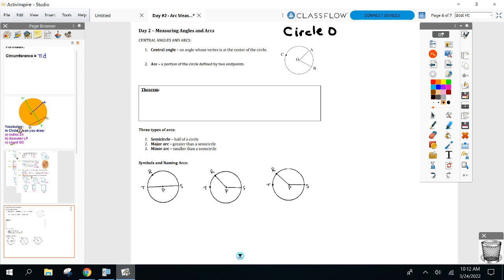Here is a new angle inside the circle called a central angle. All right, central angle. Only if the vertex is the center, I call it a central angle. If I draw an angle like this, is this vertex the center? It's not called a central angle.